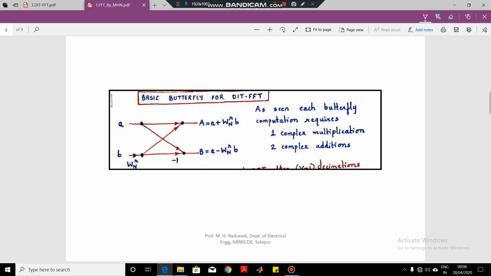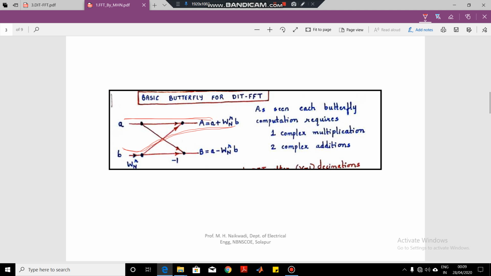So how does the computation take place in the butterfly? This small a goes directly here. This b gets multiplied by W_N^R, and the arrow goes here directly, and you have to add these two values. So at this point we will get the output, capital A, equal to a plus b into W_N^R. So this is the output of the first node.